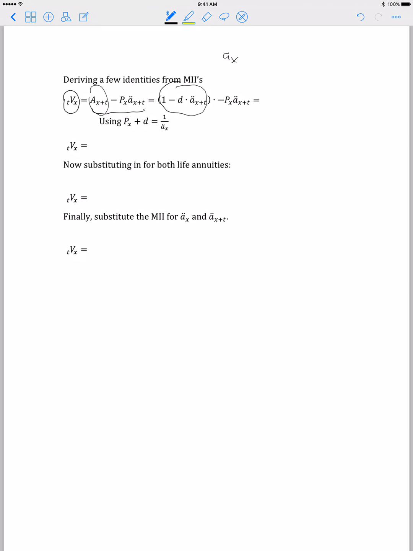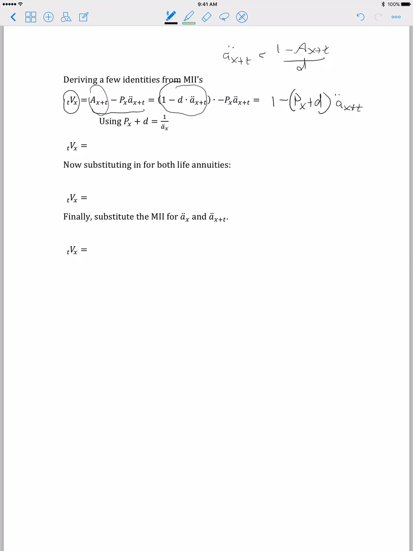Remember, the MII is this. And so if I just solve that for capital A, x plus t, I get what's in parentheses. I can then factor out the A umlaut x plus t, and when I do that, I get 1 minus P_x plus d, times life annuity due a umlaut x plus t.